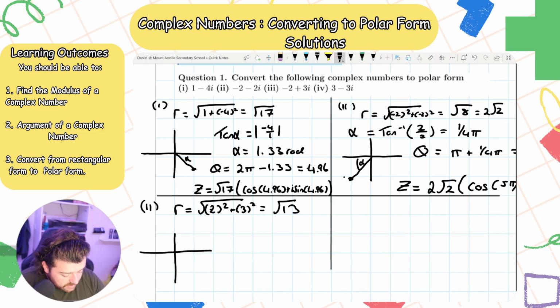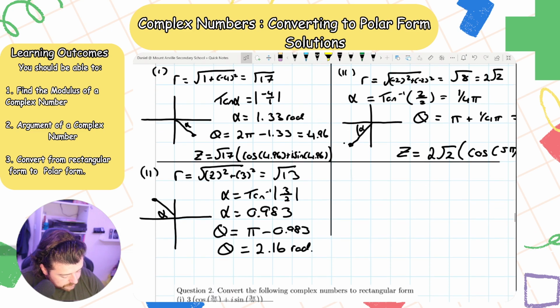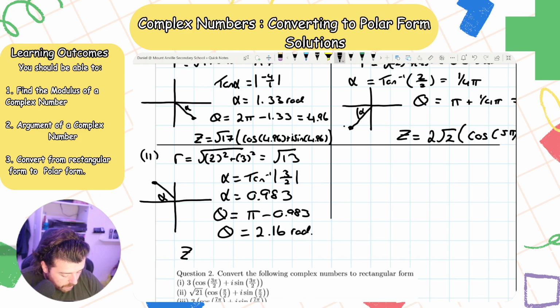My reference angle: minus 2 plus 3i is in my second quadrant because I have a negative on the x-axis, positive on the y-axis. My reference angle is going to be equal to tan inverse of the positive of 3 over minus 2, so it's just going to be 3 over 2. Tan inverse 1.5 is equal to 0.983. I'm in the second quadrant, so my argument is equal to pi minus 0.983. And I get here my argument is equal to 2.16 radians. Therefore, in polar form it is equal to root 13 cosine 2.16 plus I sine 2.16.